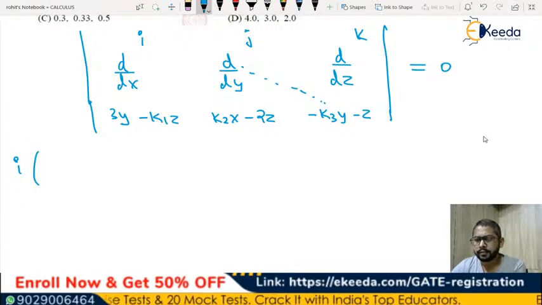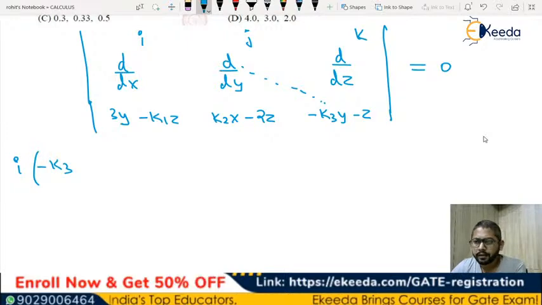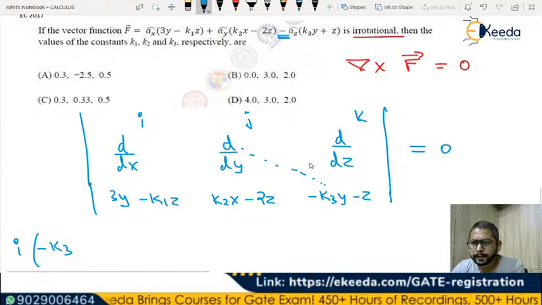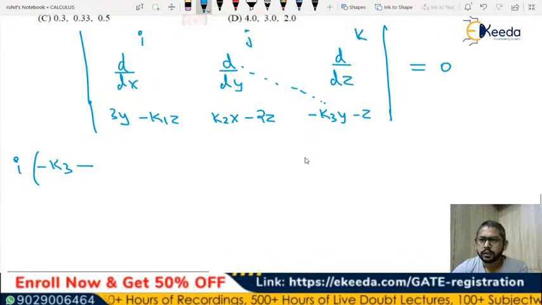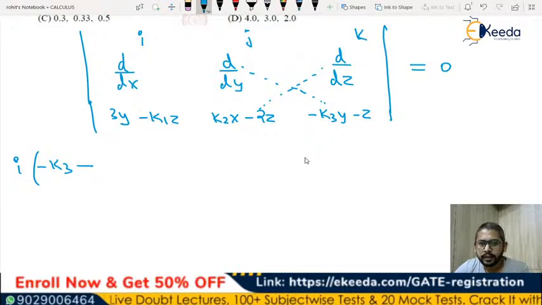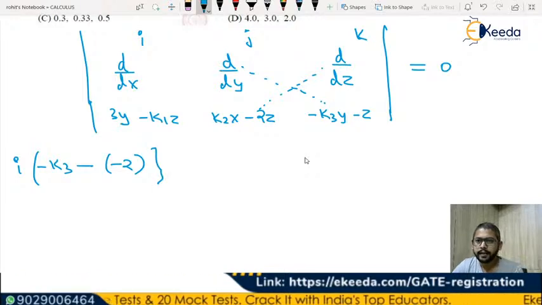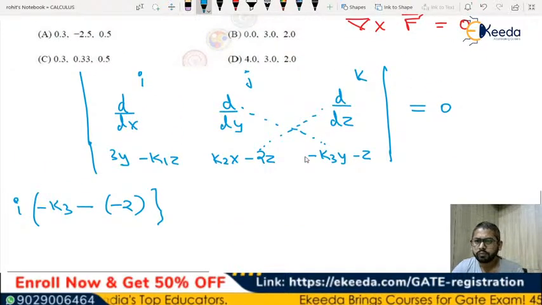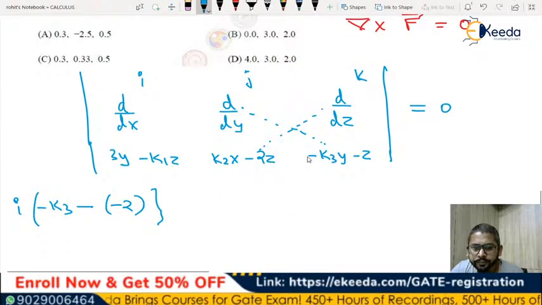dy of this, differentiation of this term will be minus k3, and I think there's no other term, right? Right, no other term, minus dz of this term. So k2x will be differentiated as 0, and this will be minus of 2. Right? Minus k3 and minus of 2, if I am right. k2 minus 2z. Fine.